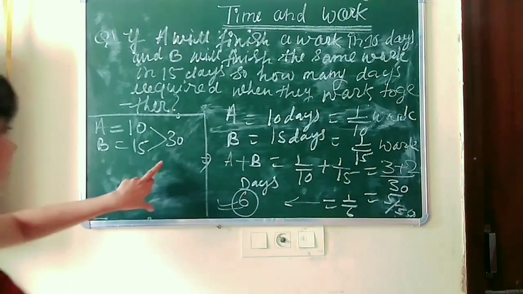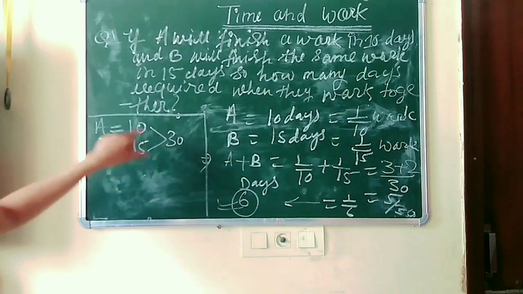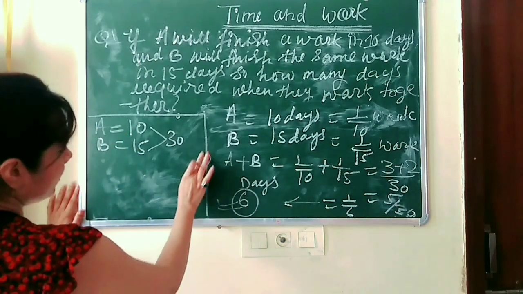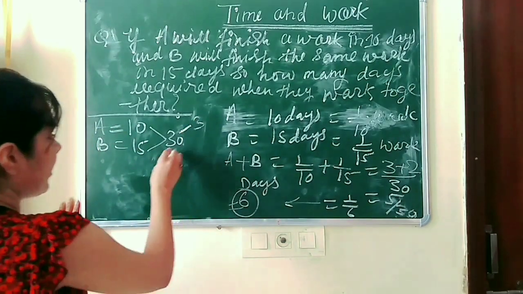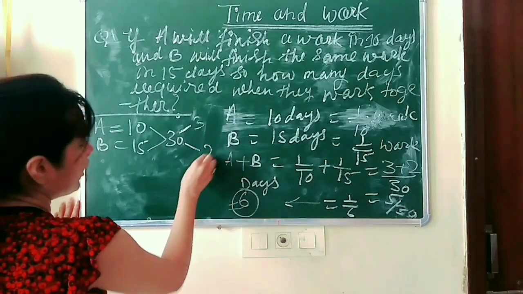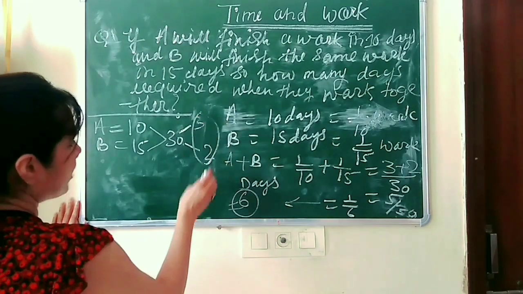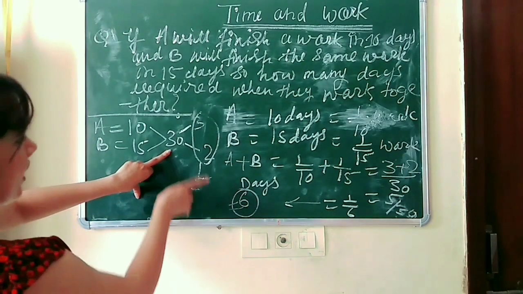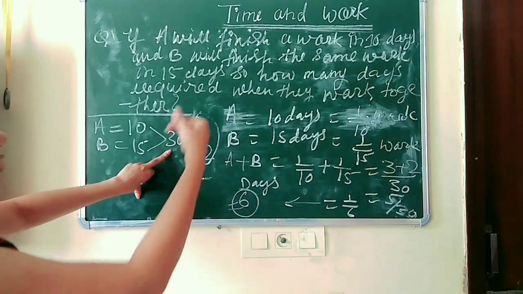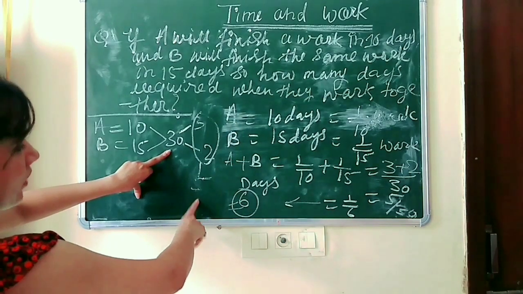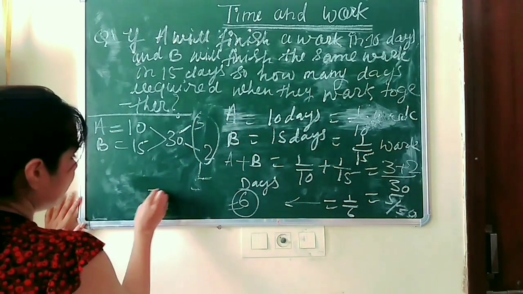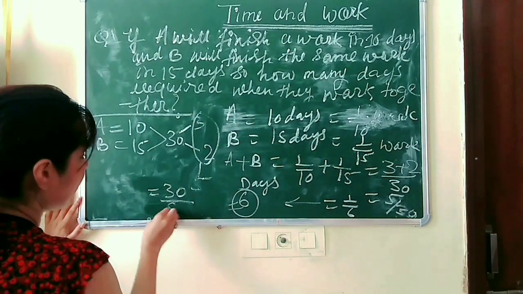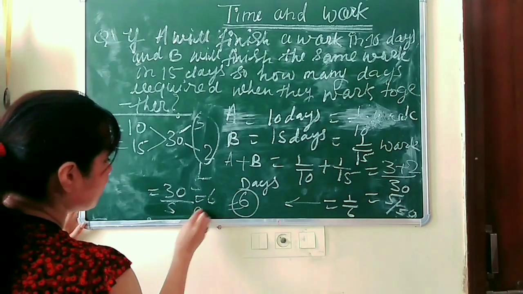Now we will divide this 30 by 10, so we will get 3, and 30 by 15, so we will get 2. If we add both quantities, that will be 5, and this 30 will get divided by 5, because we have to find the number of days when they work together. So 30 divided by 5 will be 6 days.